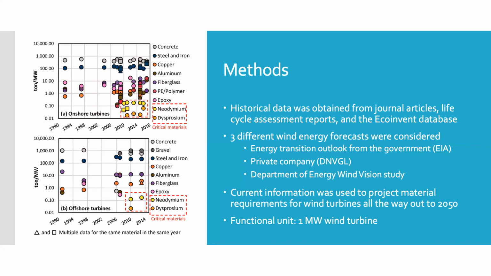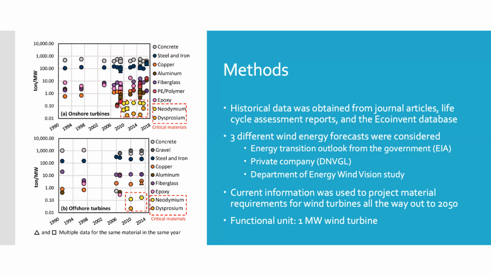And so as you can see here in the figure on the left, this is the amount of different materials per megawatt needed for wind turbine projection throughout the years. It's been consistent that the highest amount of material needed is gravel and concrete, and the rare earth metals, which are considered the critical materials in this study, have a much lower material requirement per megawatt. And that ties into our functional unit, which was 1 megawatt wind turbine.